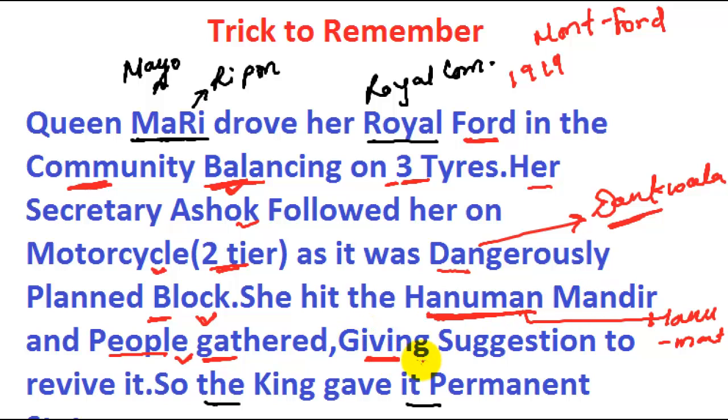Here giving stands for GVK Rao. GV, give. With GV you can relate it to giving. GVK Rao Committee, and the GVK Rao Committee suggested revival of PRI. So giving suggestions to revive. Revive stands for revival of PRI.